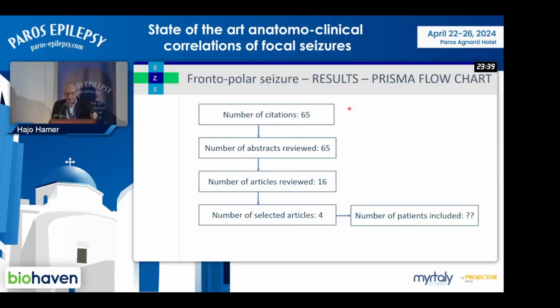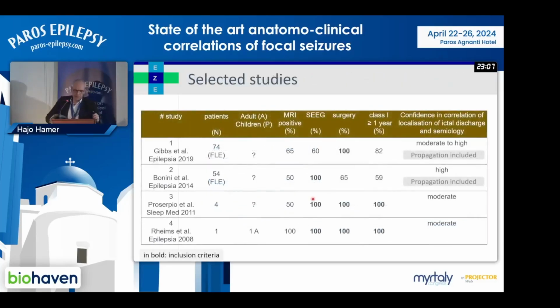I have 65 papers. I reviewed them all. I included 16 papers that I thought had made a distinction: dorsolateral, frontal, orbitofrontal, frontopolar. And in the end, I could only extract meaningful information from 4 papers. How many patients did they include? I don't know. You tell me. These are the 4 papers.